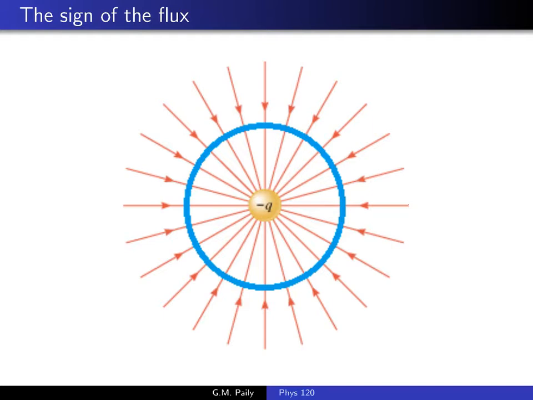What if I have a negative charge? I surround it by another sphere. But remember, the area vectors are still pointing outward. And so the area vectors are now pointing in the opposite direction to the field lines. And so the flux associated to this electric field and this sphere is negative, just like our negative charge.